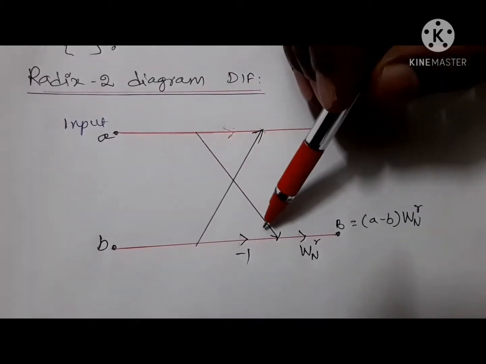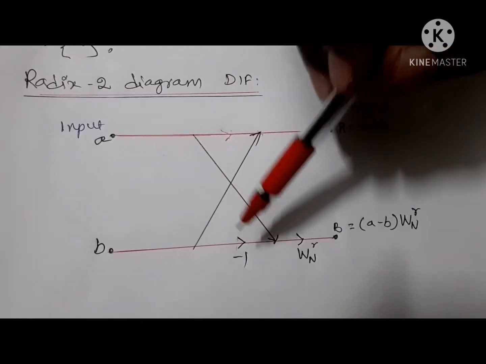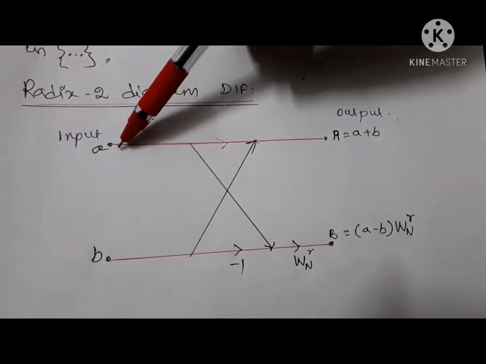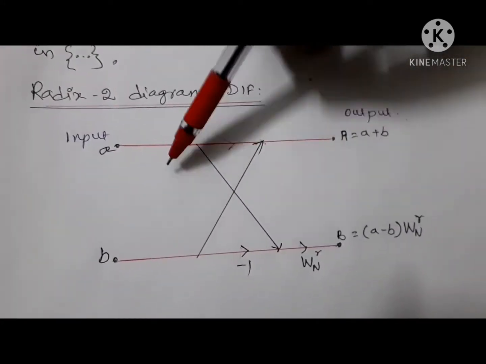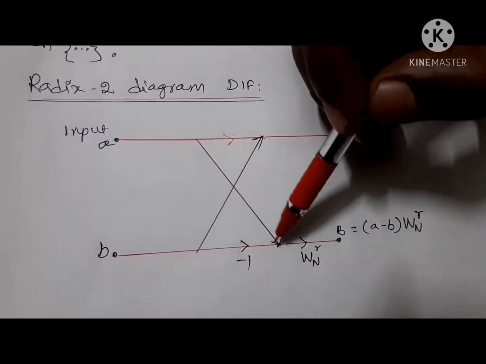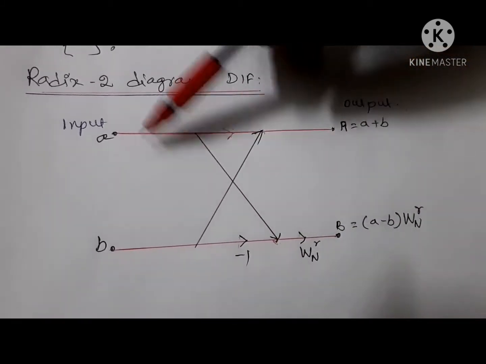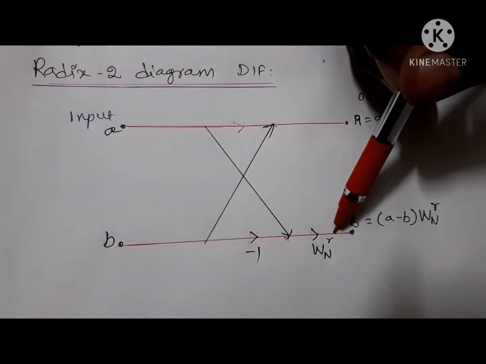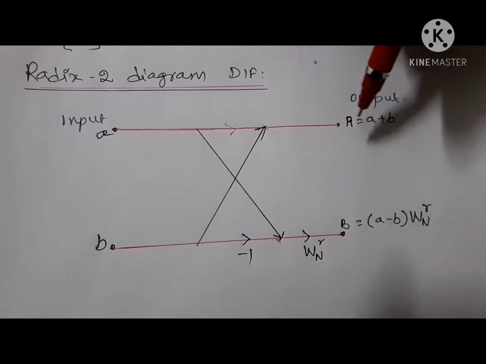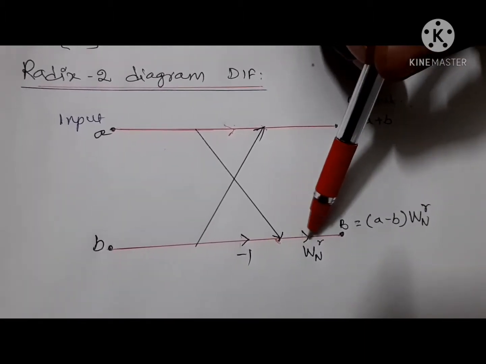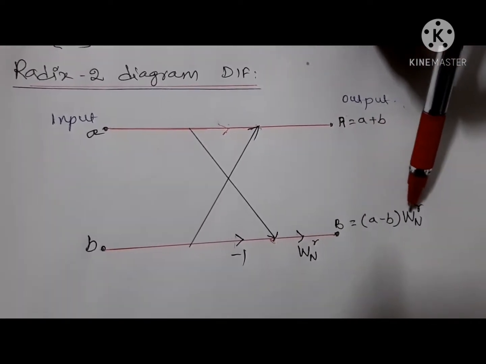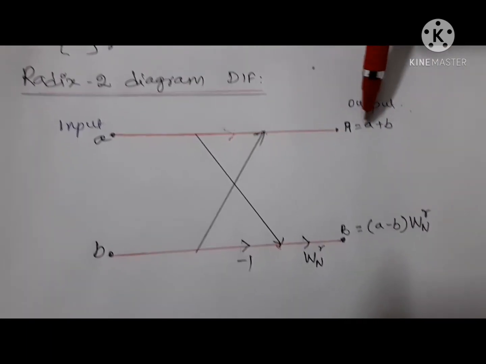Actually it is A minus B only, but there is no subtraction operation in FFT, so I am multiplying with minus 1 and adding. So A plus minus 1 of B, that is the calculation here. This is the output. Actually A minus B will be multiplied by W n power r. This is the twiddle factor. So in the radix 2 DIF diagram, in the output we multiply by the twiddle factor. So the output B equals A minus B into W n power r, and A equals A plus B.